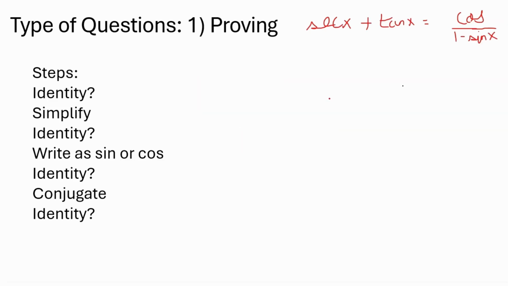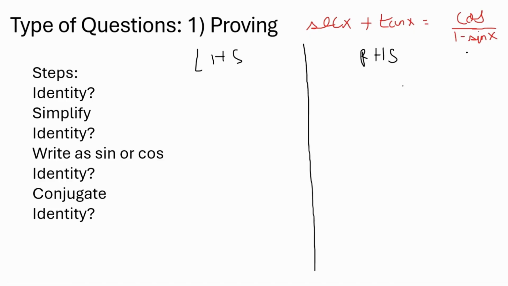Okay. Moving on to the next question. Secant x plus tan x equals cos x over 1 minus sine x. So pause, try it yourself, then follow along. LHS, RHS. Well, without looking at anything, I can already see 1 minus sine x has a conjugate, but I'll just leave it for now. Let's try the other stuff.